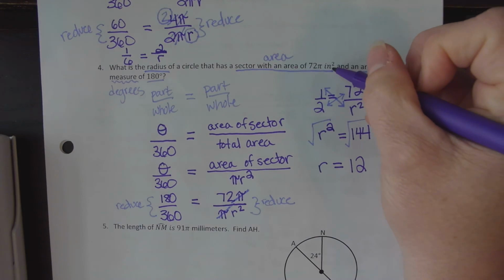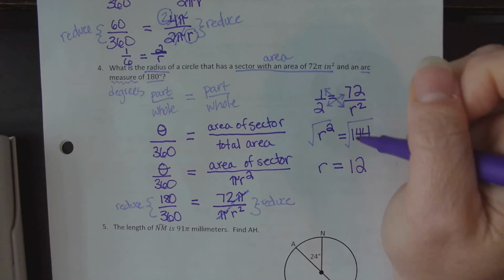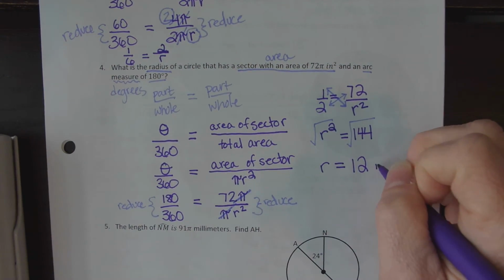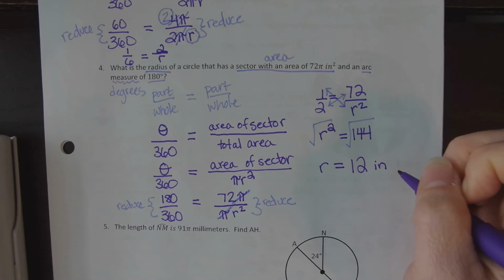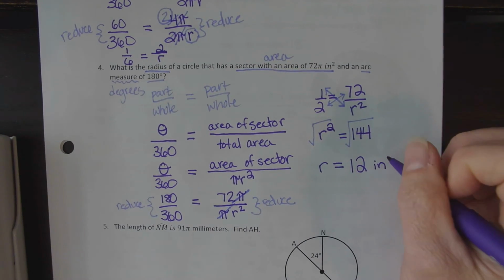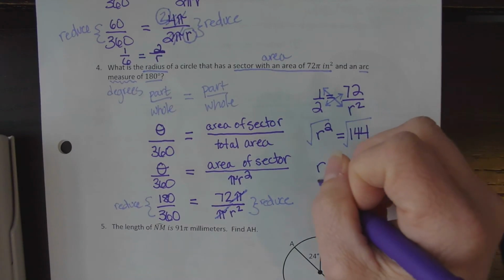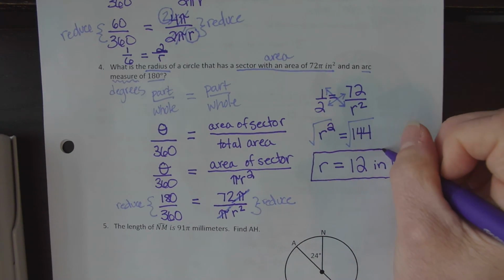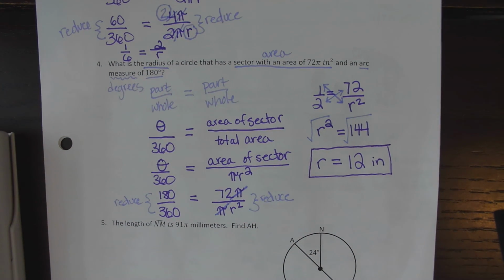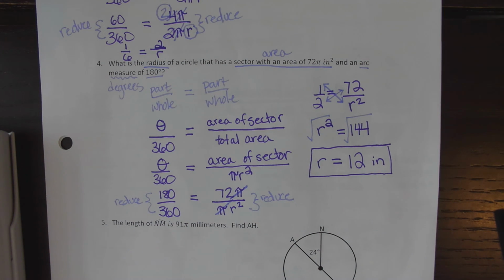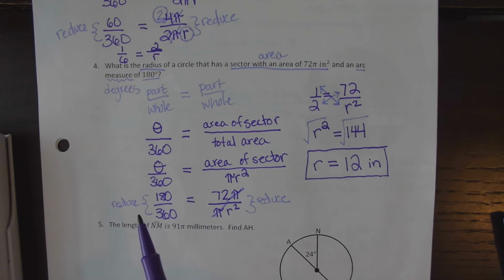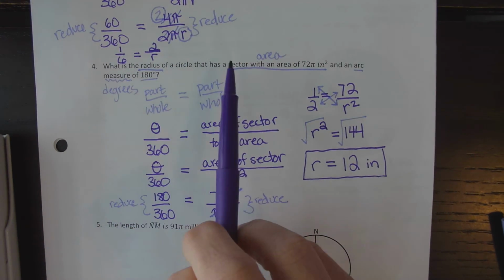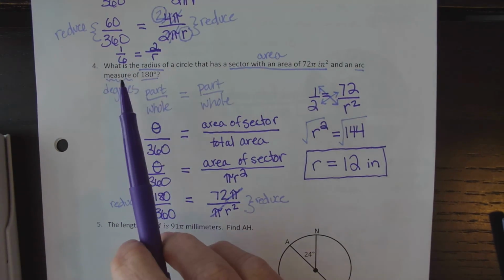Now what are my units? Well, remember, the area was inches squared, so that means we're dealing with inches. Radius is a length, it's not going to be squared. It's not area. It's just to the first power. So I have 12 inches for my radius. So again, we've read the problem, and we saw what we had, the radius, sector area, and arc measure.